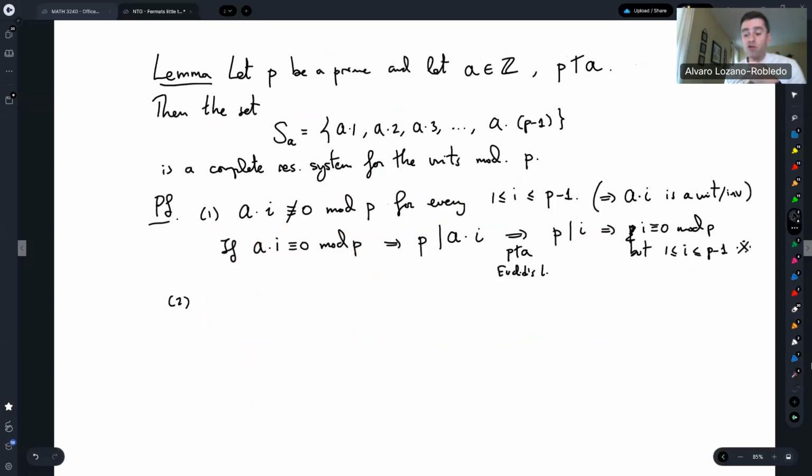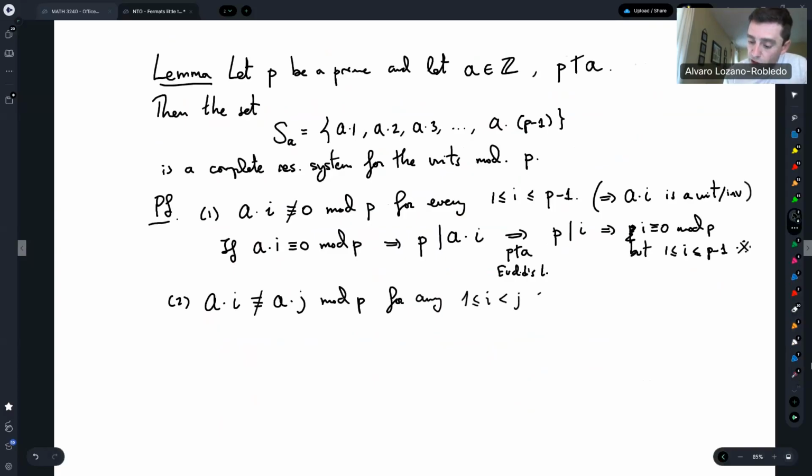Next, let's show that they are all different. We're going to show that these are different for any 1 less or equal to I less than j less or equal to p minus 1. Those are all different congruence classes. Suppose for contradiction that a times I is congruent to a times j modulo p.